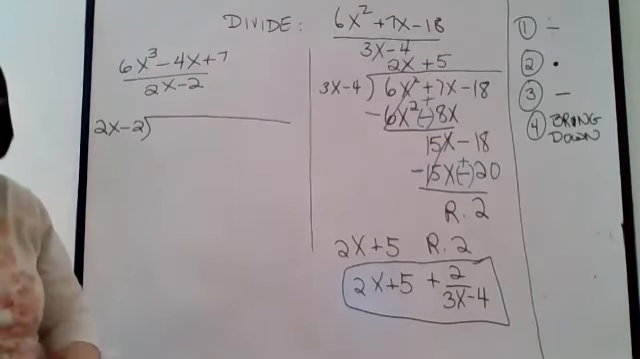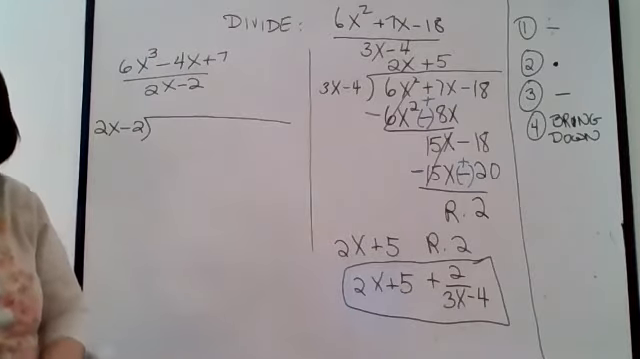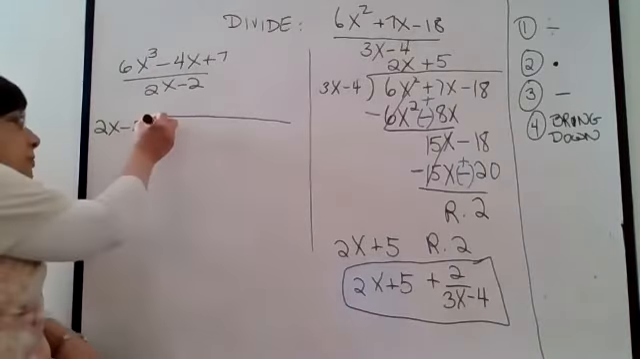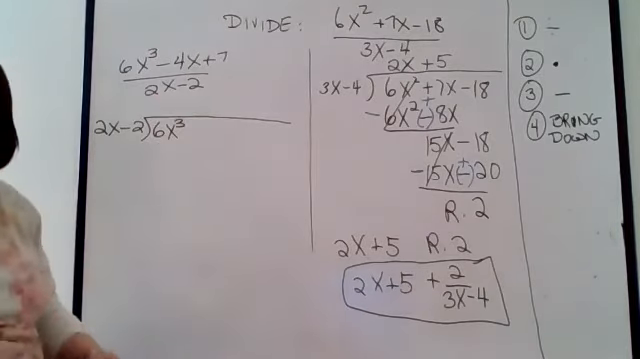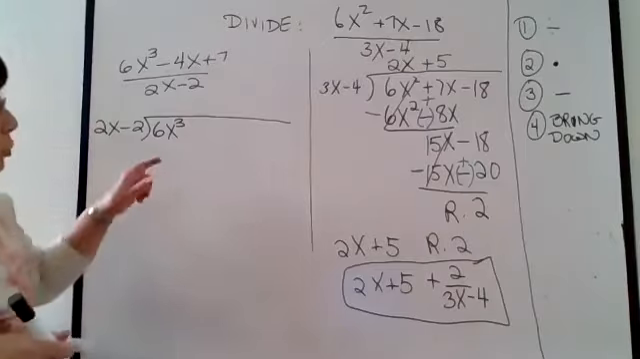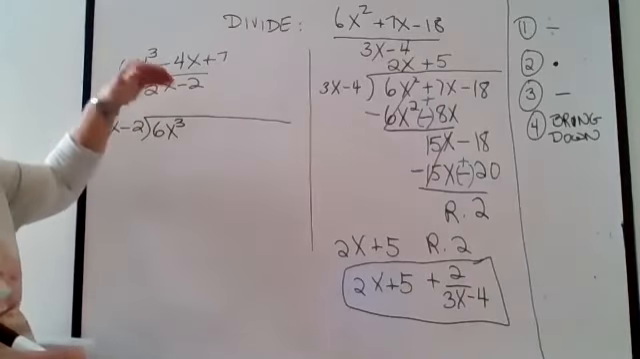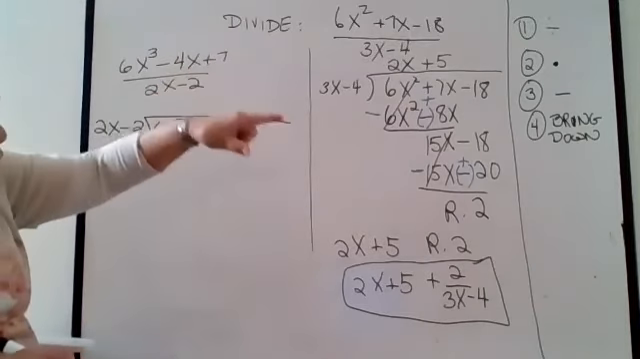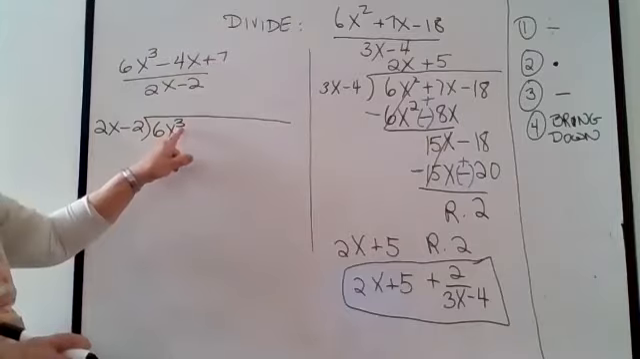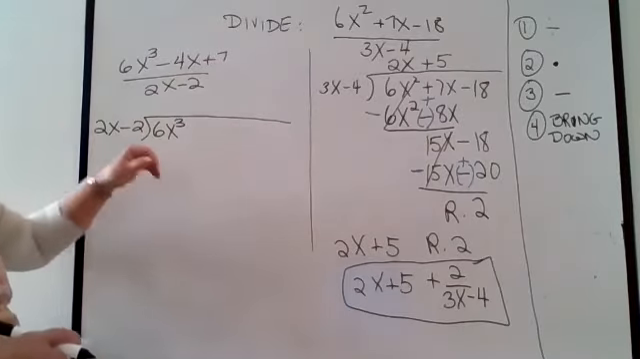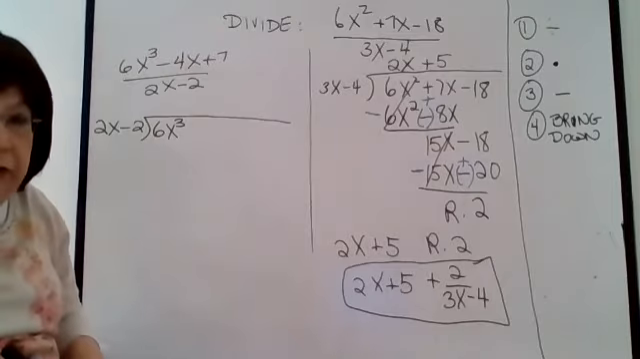But I noticed something very, I won't say strange, but different here. I see that my first term is 6x to the third. The next term I should have then should be an x squared term, because if I'm doing it by descending order, it goes x cubed, x squared, x, and then the number. Descending order means start at the highest power and then go down. There is no x squared term. I'm missing an x squared term.